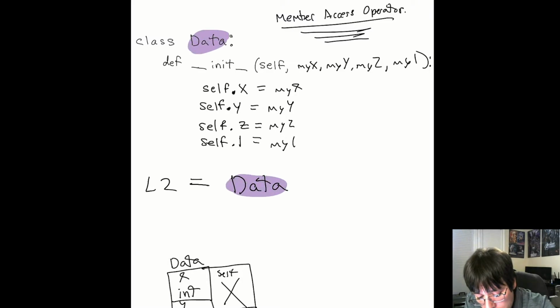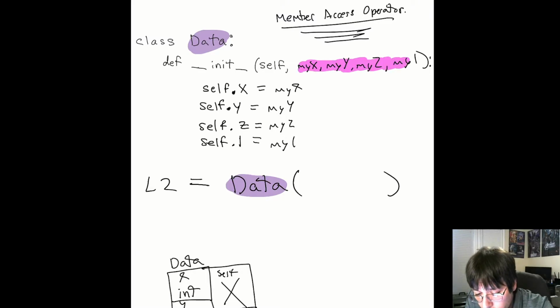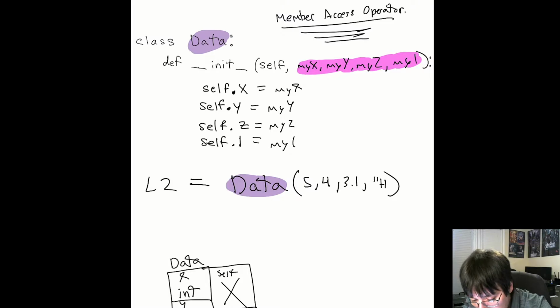And then I'm going to put parentheses, kind of like if it was a function call. And in those parentheses, I'm going to put all of the things that I want to initialize this object with. So those are the four parameters here that I have, four arguments. So let's say I have X, Y, and Z. Let's say I'm giving it a 5, a 4, a 3.1, and a hi.